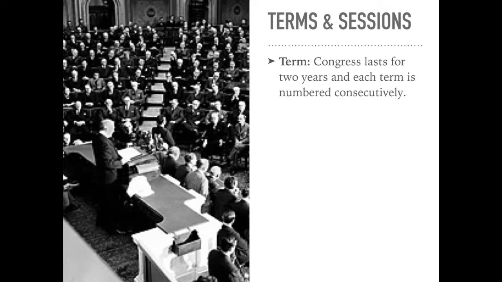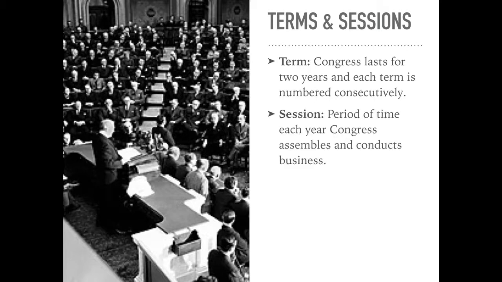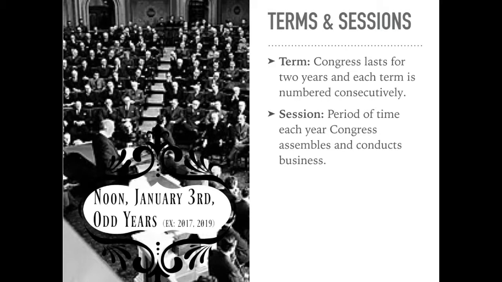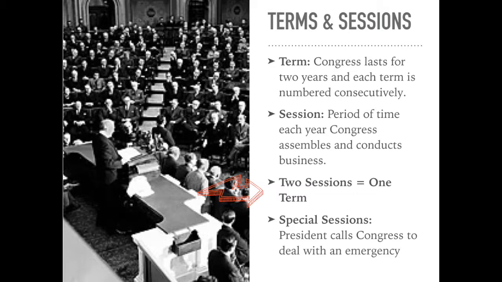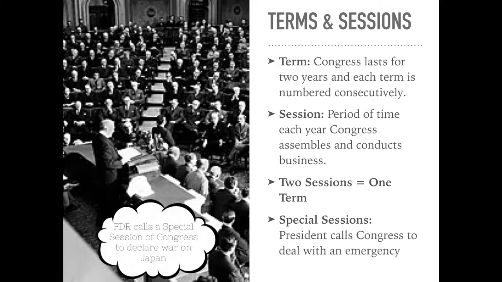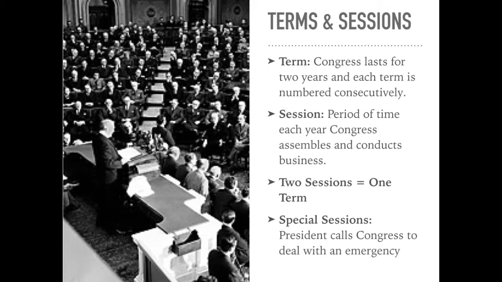Each term of Congress lasts for 2 years, and each of those two-year terms is numbered consecutively. The start of each new two-year term is now noon of the third day of January of every odd-numbered year. A session of Congress is that period of time during which each year Congress assembles and conducts business. There are two sessions to each term of Congress, one session each year. Only the president may call Congress into a special session, a meeting to deal with some emergency situation, like World War II with Pearl Harbor.